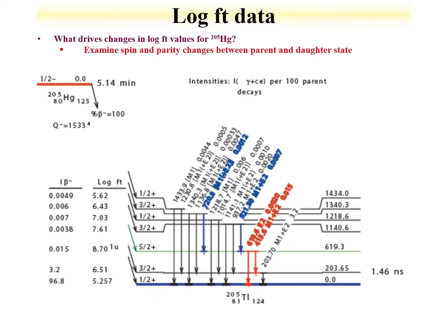So what drives these changes in these log FT values? Let's examine it for mercury 205. Here are these log FT values. What we see is that the decay in beta is really driven by the change of the spin and parity from the parent state to the daughter state. The lowest log FT value is for a 1/2 minus to 1/2 plus state. And we see that if we were to try to go from a 1/2 minus to a 5/2 plus state, we have the highest log FT value, and that's driven by this overall change in spin.